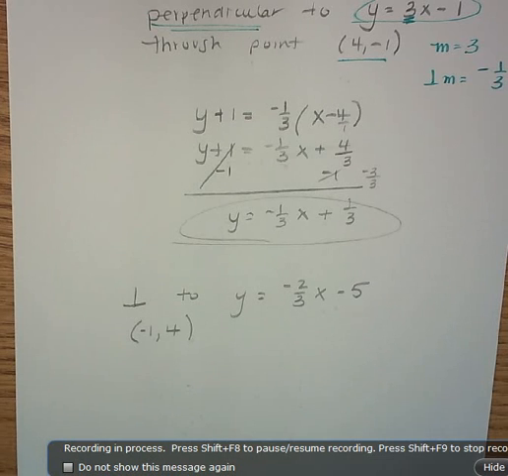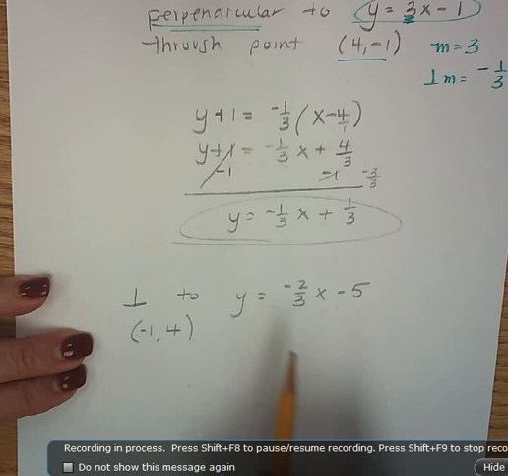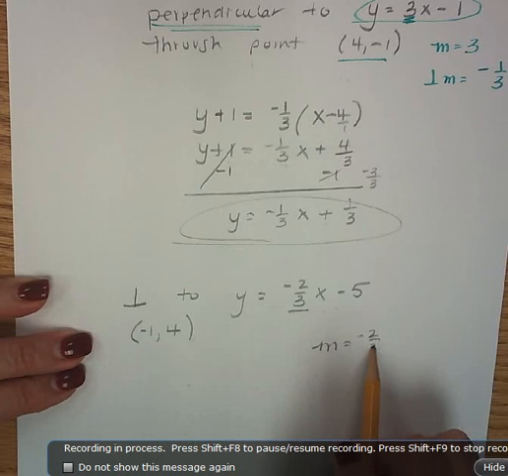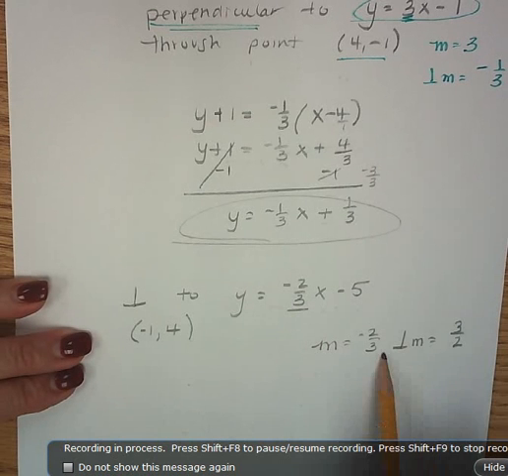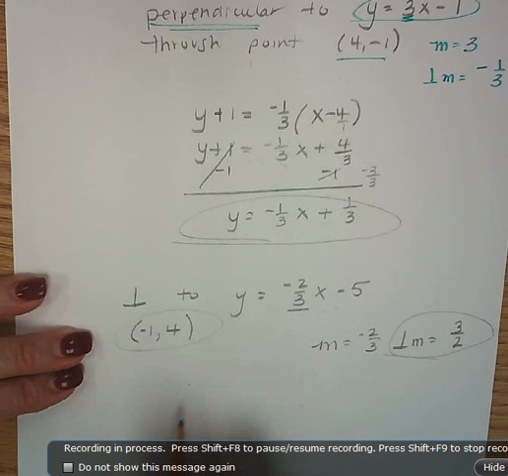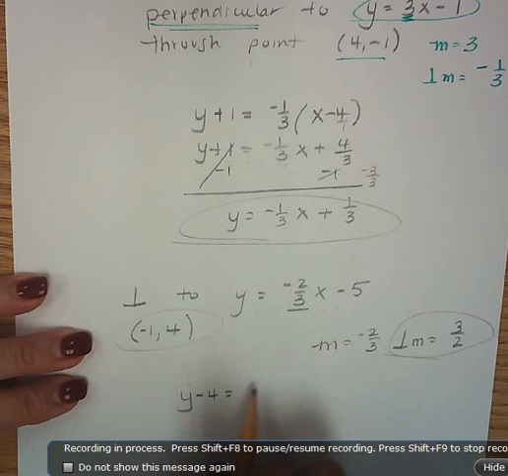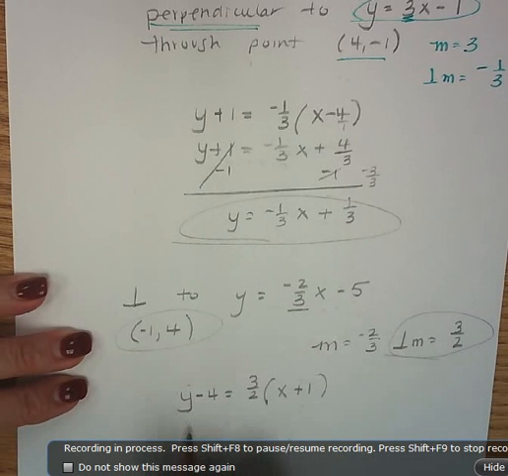Here's my point. So y minus 4 equals 3/2 times x plus 1, because it's minus negative 1. Distribute. Bring the 4 over. Again, use your handy dandy calculator, or 4 is what? 8/2. So 8, 9, 10, 11/2.